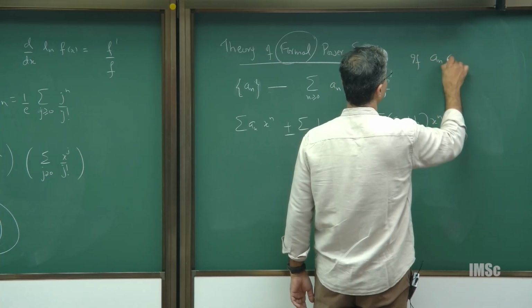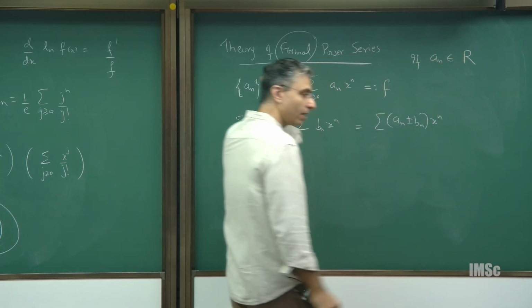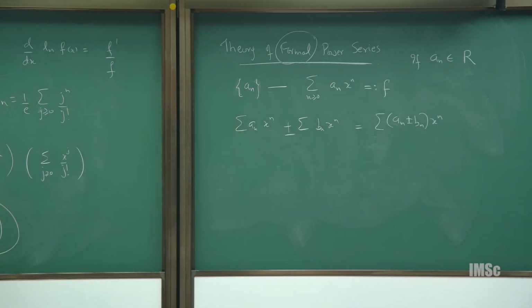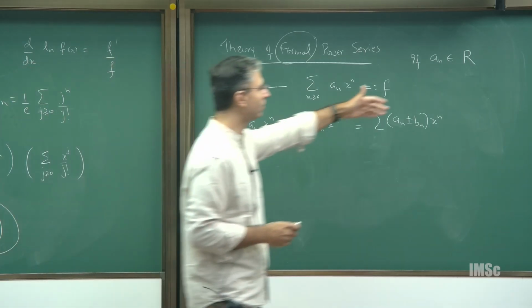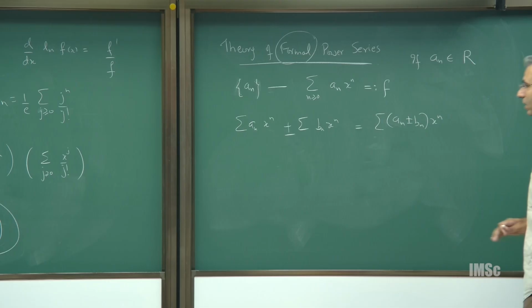So if your coefficients are coming from some ring R, what is a ring in algebra? Not the Lord of the Rings ring, right? Any set which is closed under addition, subtraction and multiplication, which has additive identity and multiplicative identity, and all these operations behave as you expect them to. They distribute, they are associative, they are commutative, whatever, right? So we will work with commutative rings. So we have all the nice things.